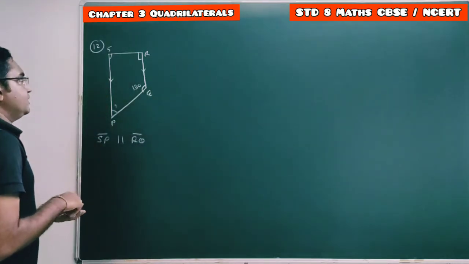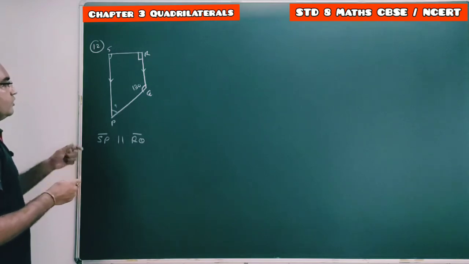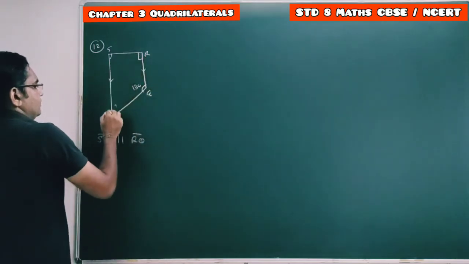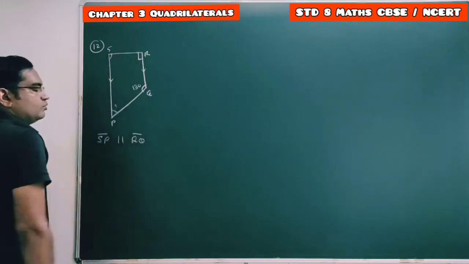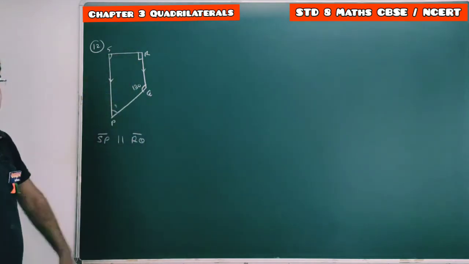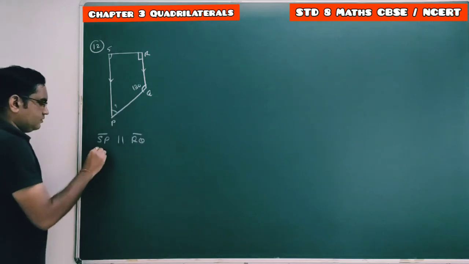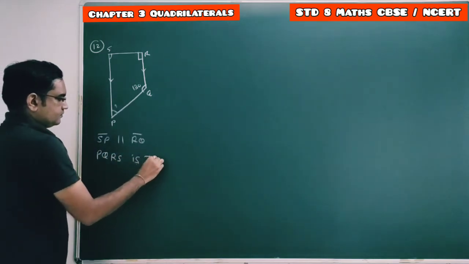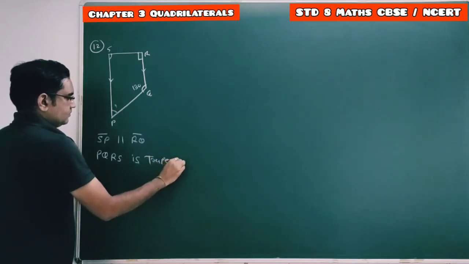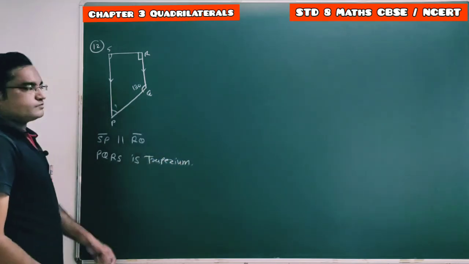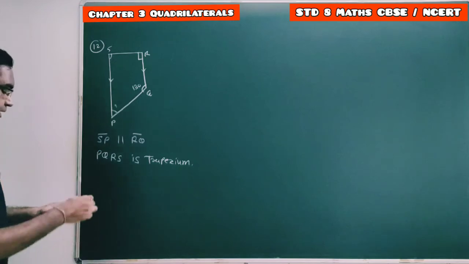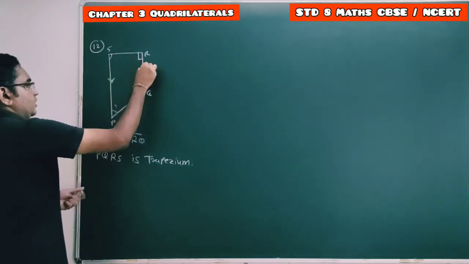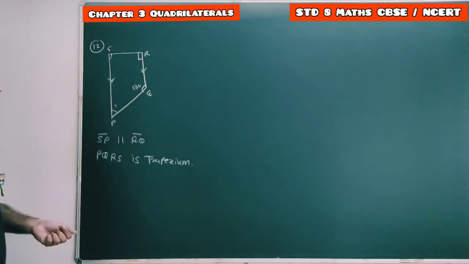Done? So let's see how to do this. Here in quadrilateral PQRS, PS is parallel to RQ. So can we say this PQRS is a trapezium? So here PQRS is a trapezium because one pair of opposite sides is parallel. SP is parallel to RQ is given, so these both sides are parallel.